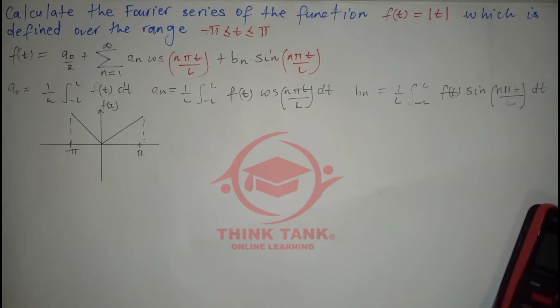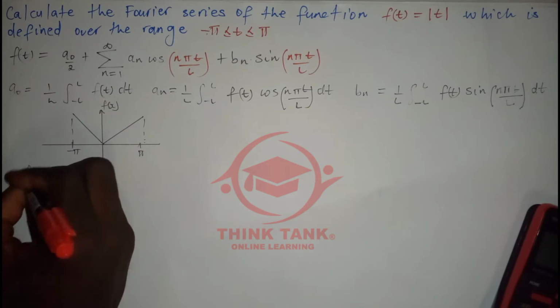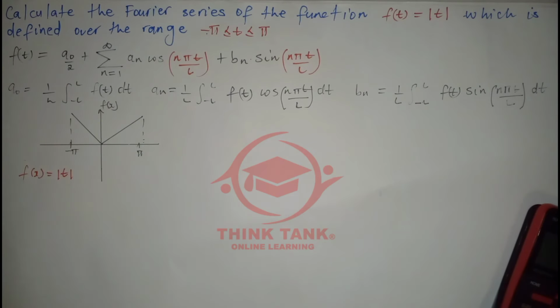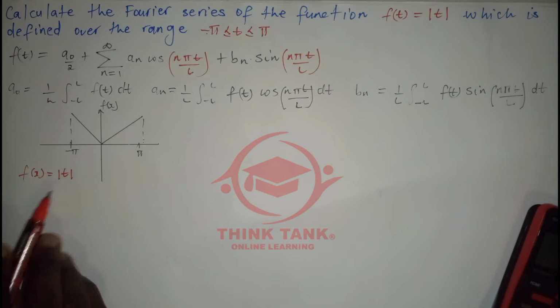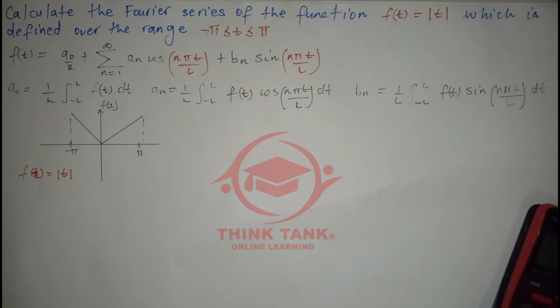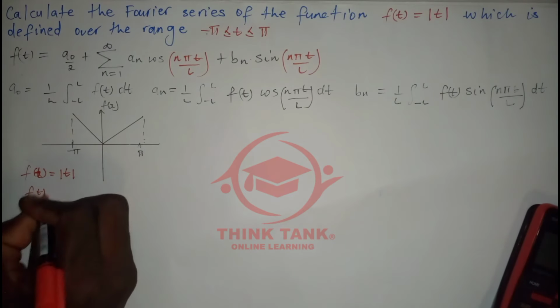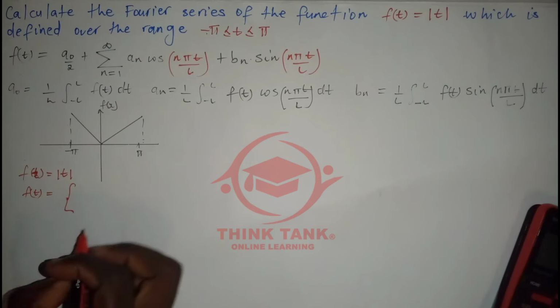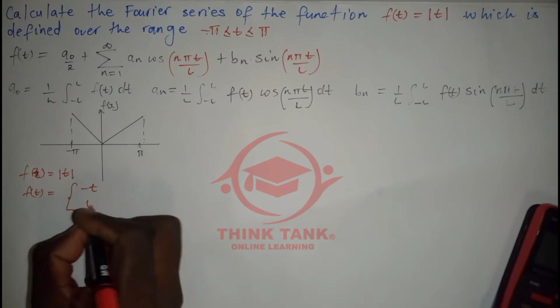So what does mod of x mean? Now we can agree that if the graph is f of x equals modulus of x, but in this case it's t, I'm just using x just in case you may be asked a question with x. This is the same as saying f of t is going to be, what its modulus is, from negative t and positive t. So it's going to be negative t here and positive t here.